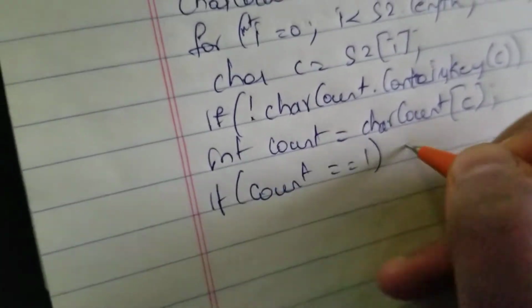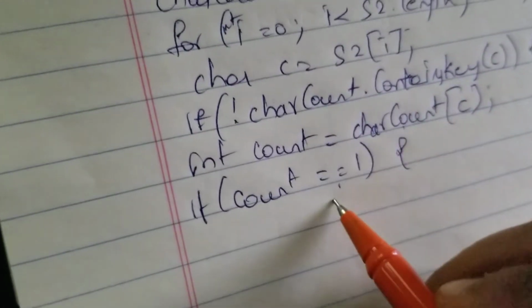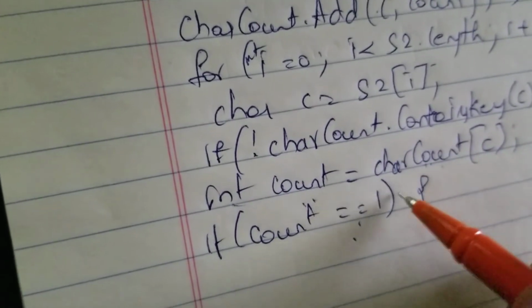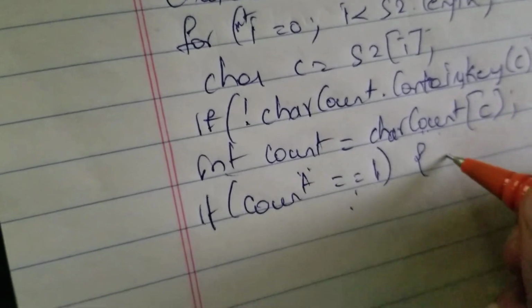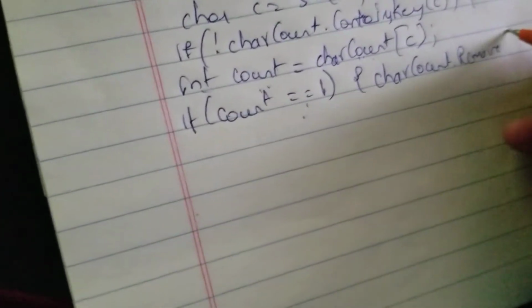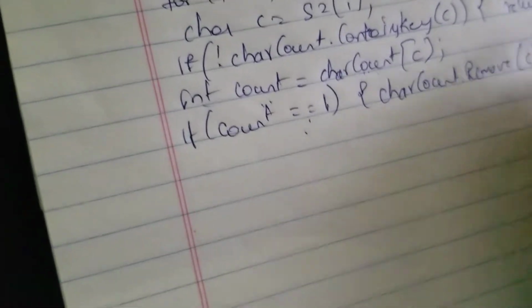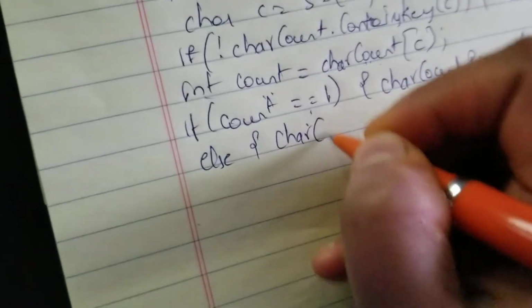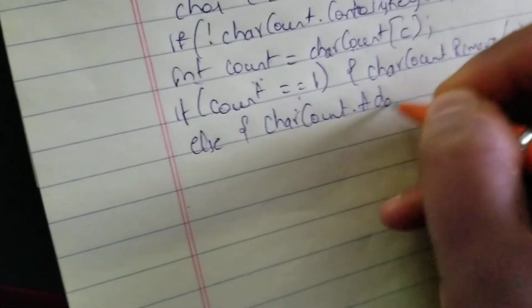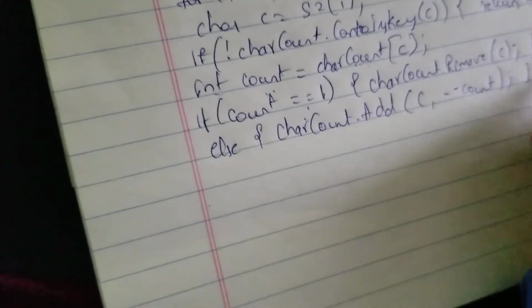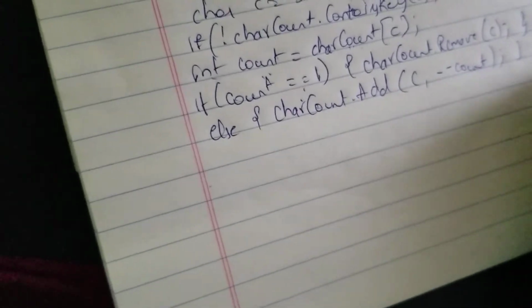Now if count equals 1, meaning it finds the matching character, then it starts removing: char count dot remove of c. Else, char count dot add of c, minus count. Finally, if nothing fails, by default return true.